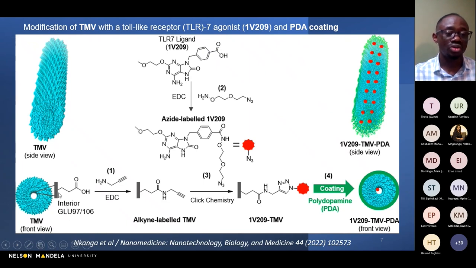So we were able to first modify the glutamate moiety of the tobacco mosaic virus by adding propargylamine, so basically alkyne labeling the internal face of the virus. Then on the other side, we also slightly modified the drug, the TLR agonist, with an azide handle. So this is an azide label.